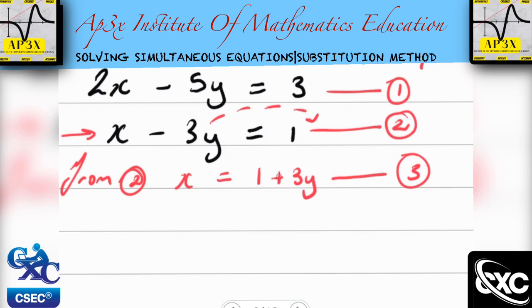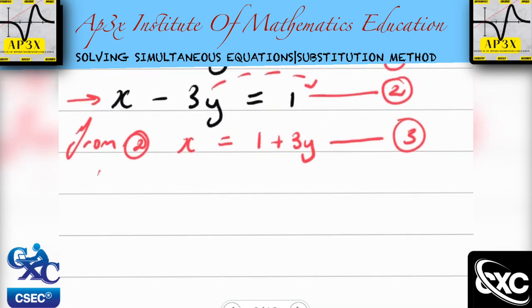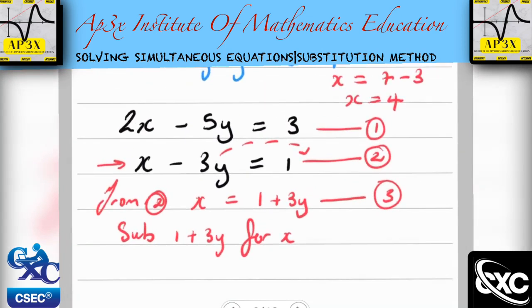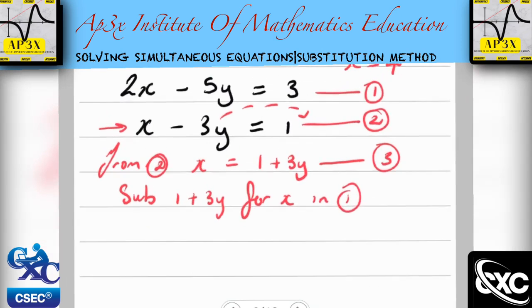Then I'm going to substitute the value of y in here to get x. Now I'm therefore going to substitute now. I'm going to sub 1 plus 3y for x. And of course I'm going to be using equation 1 because it is equation 2 that was used to create equation 3. So the substitution has to be made in equation 1. So here 4x in equation 1. So let's go ahead and do just that.